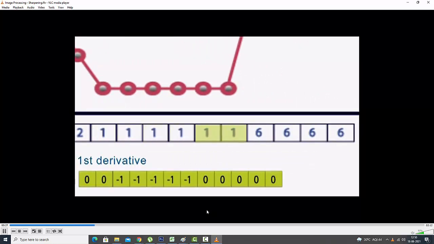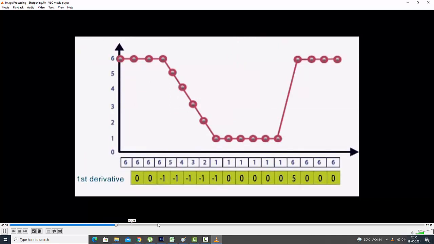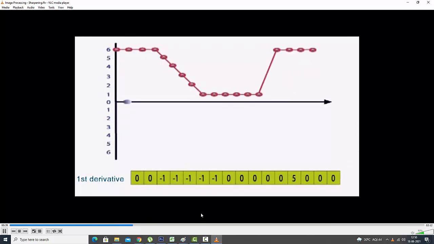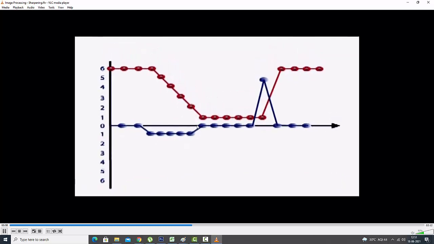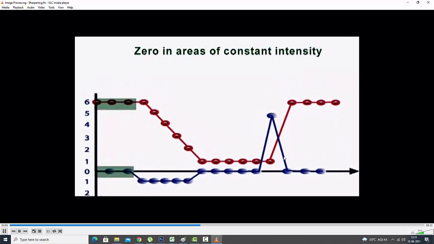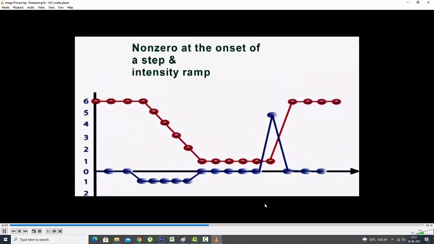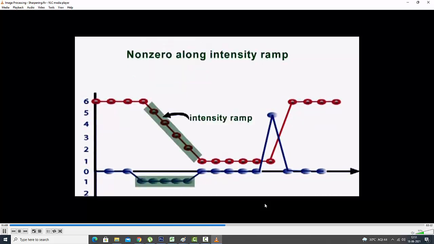So this is the thing for the first derivative. Let me make it faster. Let's draw the first derivative. So when we are drawing, see that the changes they have said beforehand, according to the change, the changes are being done here. Mainly in the ramp portion, see that it has become a straight flat region. But only here actually see that they are non-zero at the onset of a step and intensity ramp. Non-zero along intensity ramp.